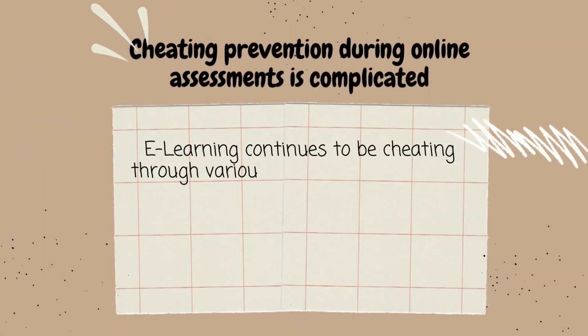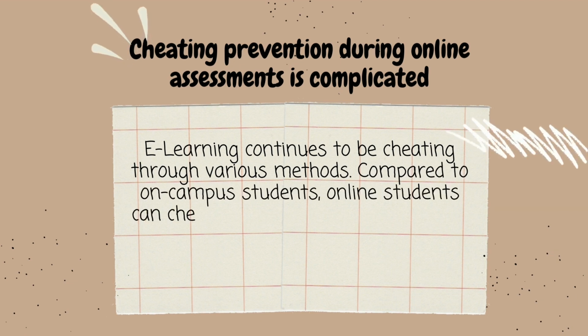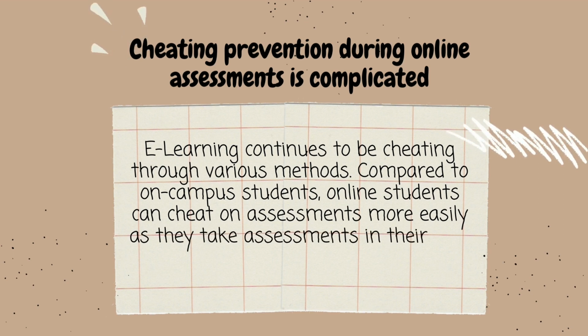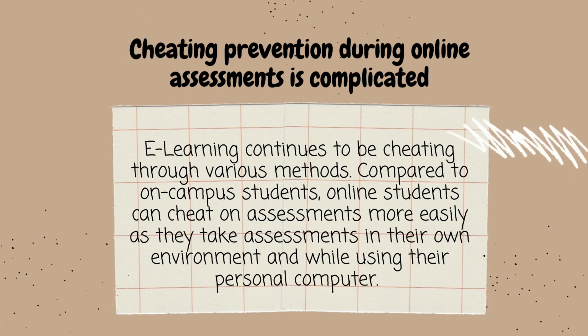Third one, cheating prevention during online assessment is complicated. Unfortunately, one of the biggest disadvantages of e-learning continues to be cheating through various methods. Compared to on-campus students, online students can cheat in assessments more easily as they take assessments in their own environment and while using their personal computer or mobile phones. The students cannot be directly observed during assessments without a video feed, making cheat detection during online assessment more complicated than for traditional testing procedures.